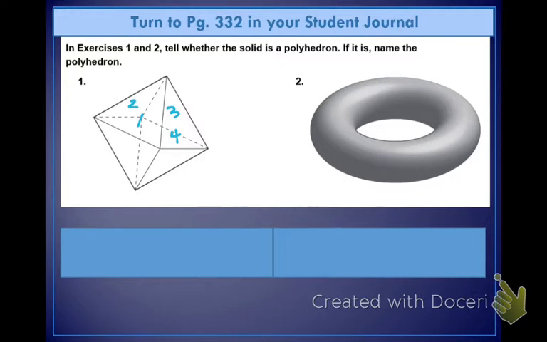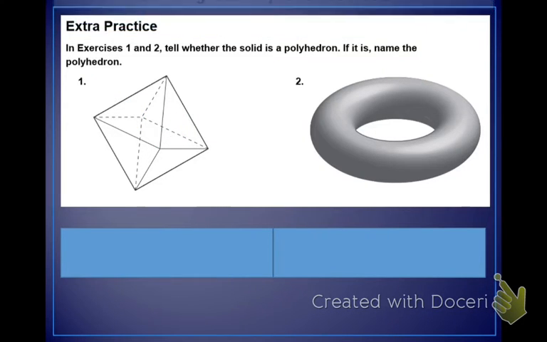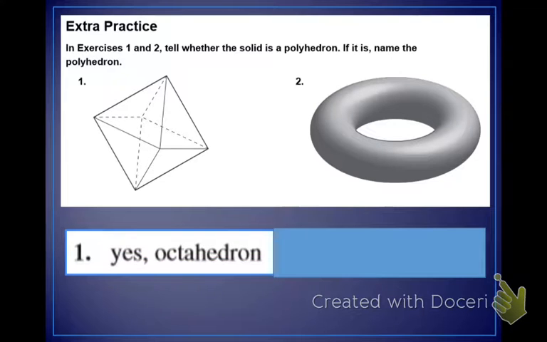It's like 2 pyramids stacked on top of each other. So if there are 4 on the top, how many are on the bottom? 4. So what is the prefix for 4 plus 4, which is 8? What's the prefix for 8? Octa. So this is called an octahedron.